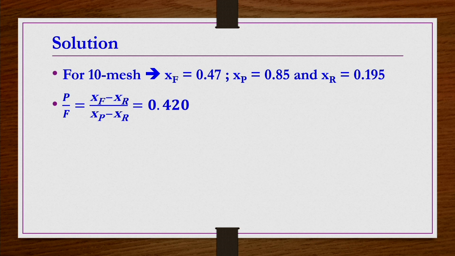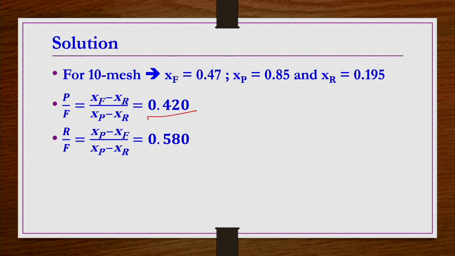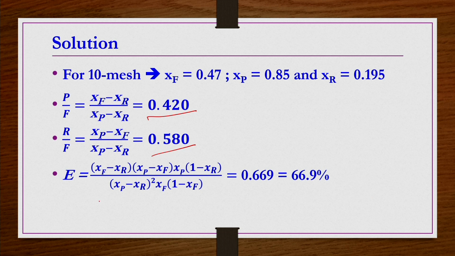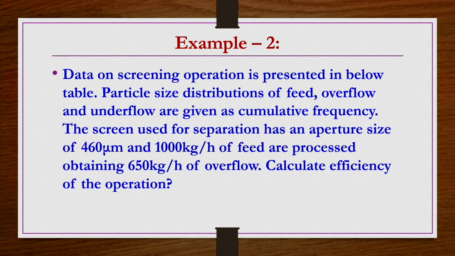P by F is recovery, XF minus XR by XP minus XR. When you substitute, you get 0.42. Rejection, R by F, is XP minus XF by XP minus XR. When you substitute these numbers, you get 0.58. Then the effectiveness, by the method 1 expression, if you substitute, you will get 66.9% effectiveness. We will take another example.